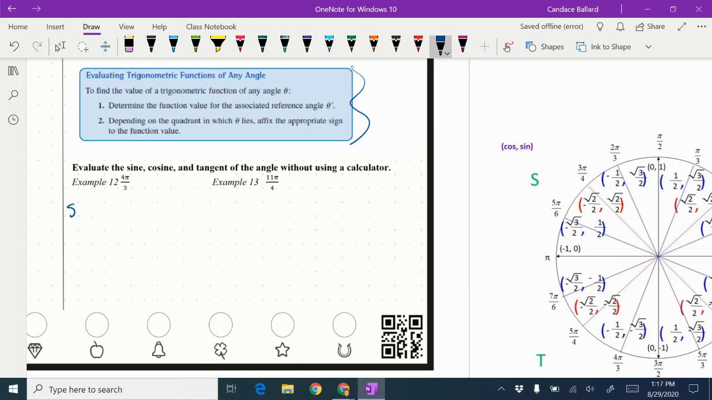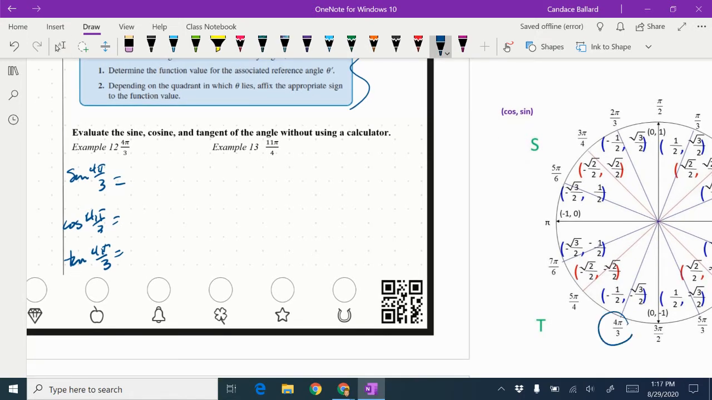So I'm going to go with sine of 4 pi over 3, cosine of 4 pi over 3, and tangent of 4 pi over 3. So this is good review. Let's find our reference angle for 4 pi over 3. It happens to be here. I know that the x-coordinate is the sine and the y-coordinate is the cosine. So I totally said that backwards, didn't I? All right, the x-coordinate is the cosine and the y-coordinate is the sine. So my sine is negative square root of 3 over 2, and my cosine is negative 1/2.